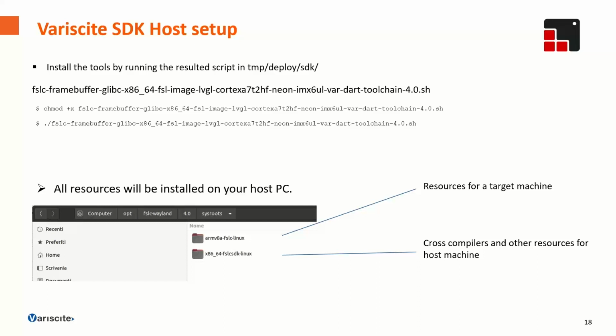When you install the SDK, you can download it, make it executable with the chmod command, and run it. When it is installed, you will see that it creates two different folders. One for the cross compiler, I mean the host machine, that is an x86 machine, and one for the target, that is an Arm machine. In these two roots, there will be the libraries compiled for these two targets.